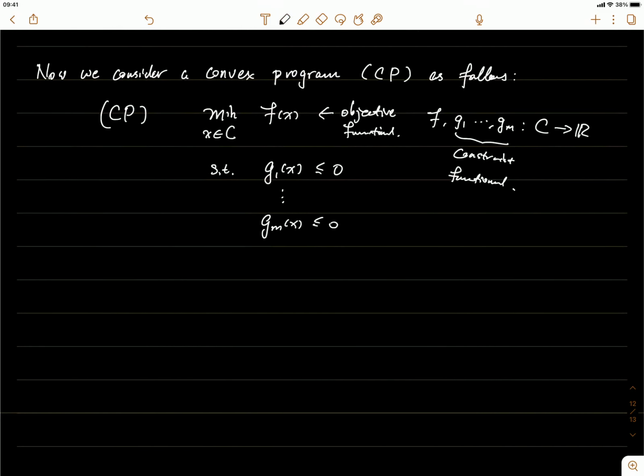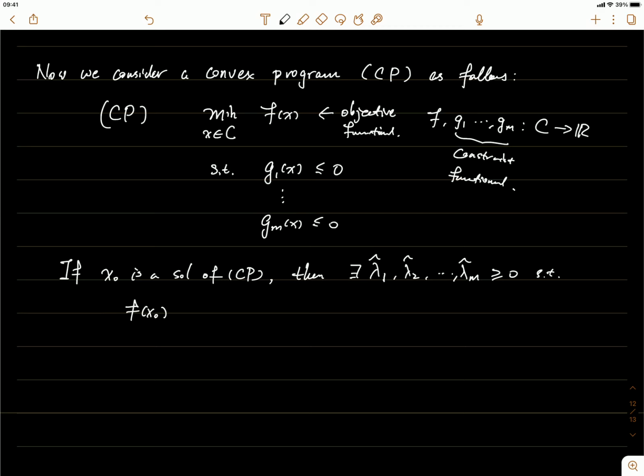Okay, so what we're going to do here is that we can actually get a necessary condition for the solution of this convex program in a very simple way. What I'm going to claim right here is that if x, say x naught, is a solution of CP, okay, that means it minimizes our f and satisfies those constraints, then there exist lambda hat 1, lambda hat 2, through lambda hat m, which are all non-negative, such that x naught actually minimizes this. So I'm writing this down so you can see.